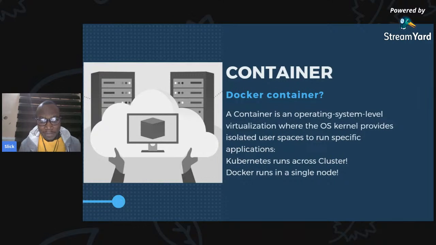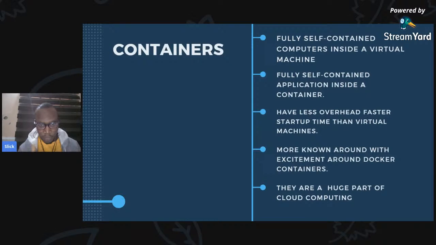At the same time, it really helps. One of the most popular platforms that run containers in Google Cloud Platform are Docker and Google Kubernetes, that's GKE, and a few other platforms as well. The most common ones are Docker containers and Google Kubernetes, which we're going to talk about later on. A container is faster than a virtual machine because it runs on the host's operating system kernel and provides an isolated user space to run a specific application inside the container. Kubernetes runs across clusters, while Docker runs in a single node. That's the difference between them, and we'll talk about that later on.